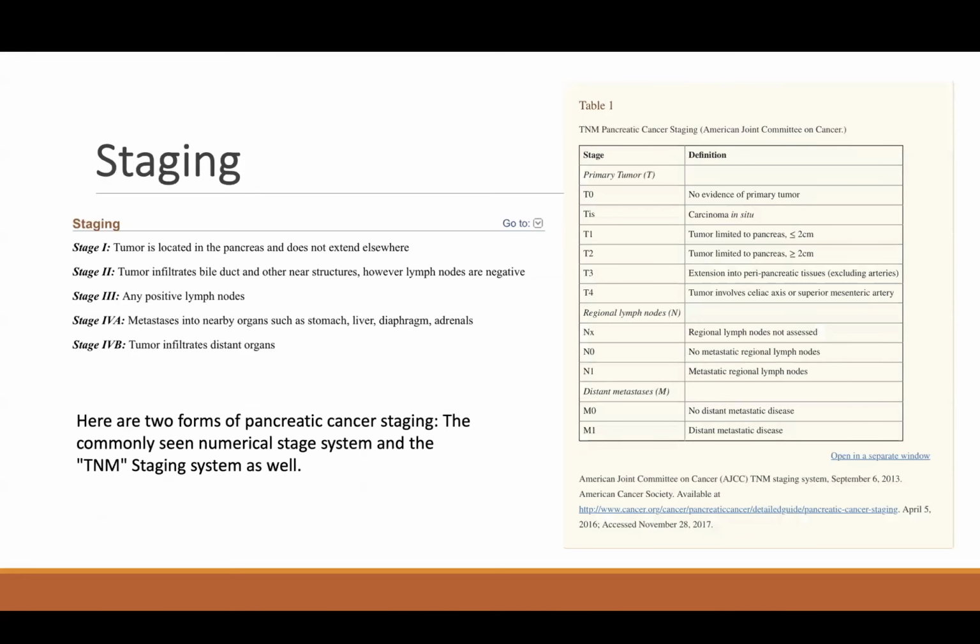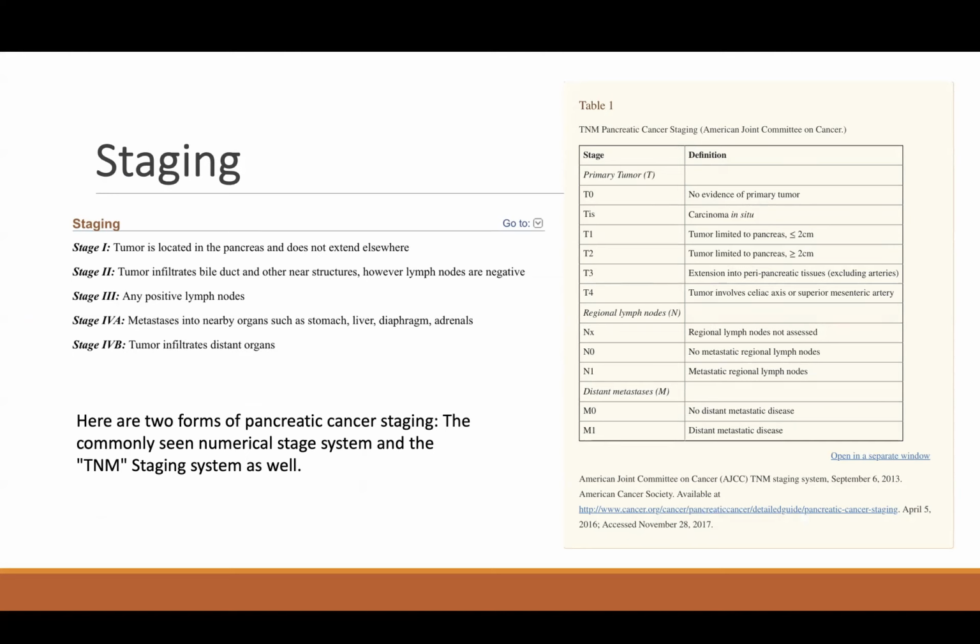This next slide, we're talking about staging. So there are 2 forms of staging that I've included here. On the left-hand side, you have your breakdown that you are commonly seeing, which is the 1, 2, 3, 4, and this one has a breakdown of 4A and 4B. And then on the right-hand side, we have a little bit more of a detailed staging system, and it's called the TNM Pancreatic Cancer Staging System.